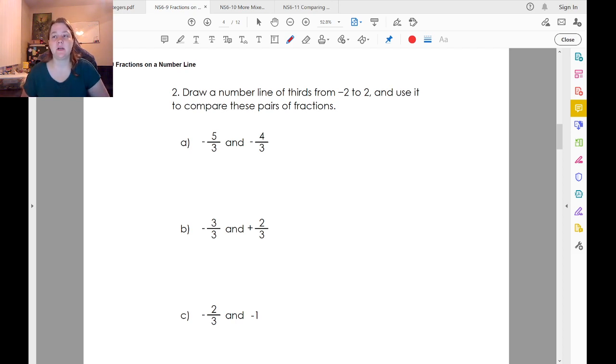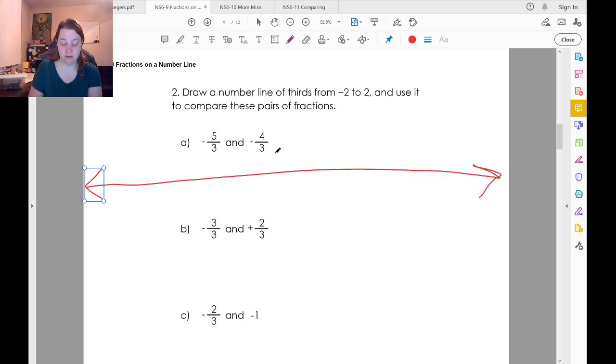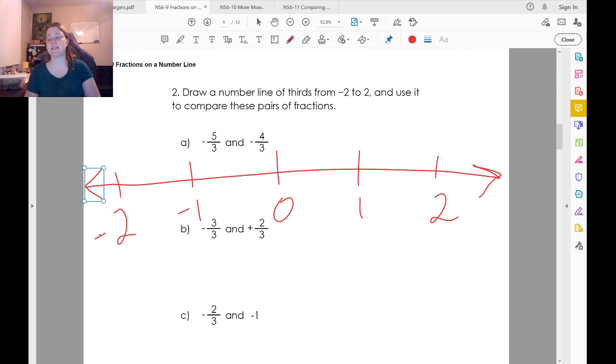So they want us to draw a number line of thirds from -2 to 2 and use it to compare these pairs of fractions. Well, we're just going to draw this right over everything here. We have 0, we have 1, we have 2, we have -1, we have -2. And they want us to divide these number lines into thirds, which means that there are going to be 3 sections in between, which means we need to make 2 cuts in each. So we're going to make 2 cuts here to show 1 hop, 2 hops, 3 hops. So it's cut into thirds.